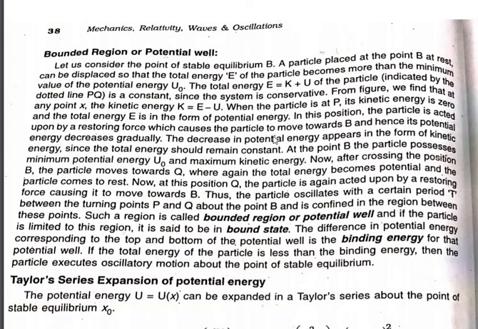So that the total energy is constant. Since the system is conservative, at any point x, the kinetic energy is given by total energy minus potential energy, because potential energy plus kinetic energy is the total energy. When the particle is at this point, its kinetic energy is 0 and the total energy E is in the form of potential energy.